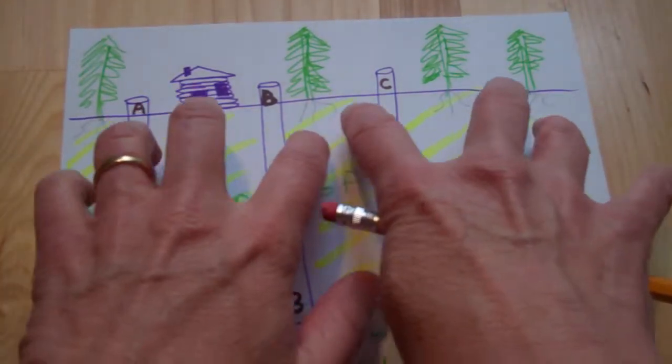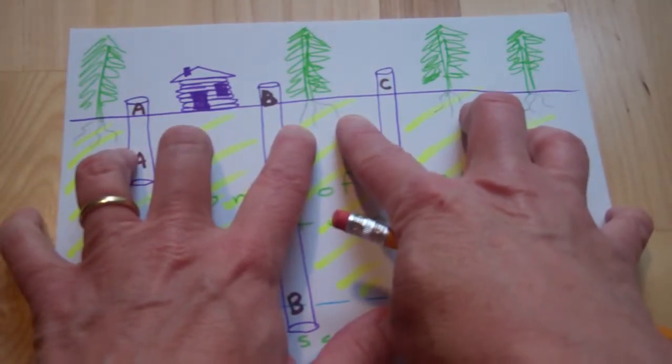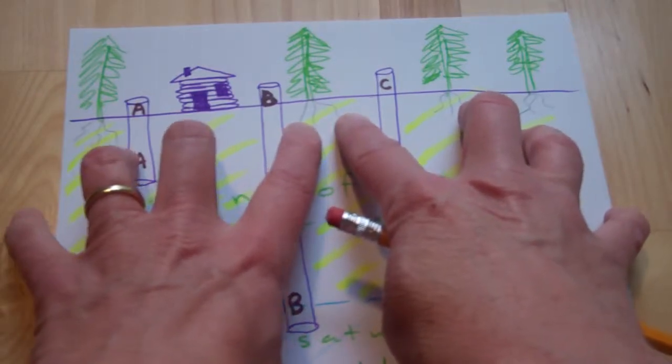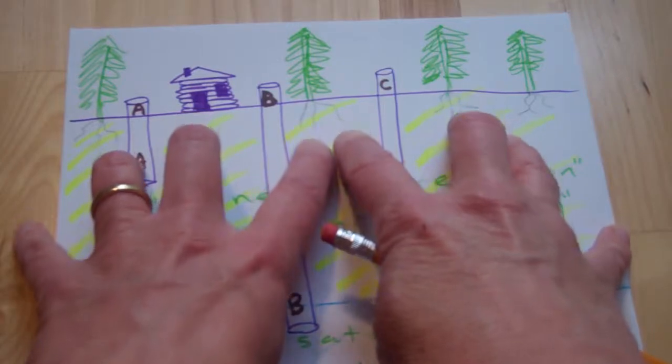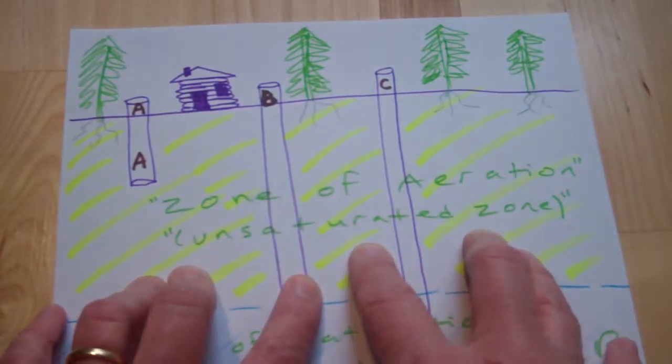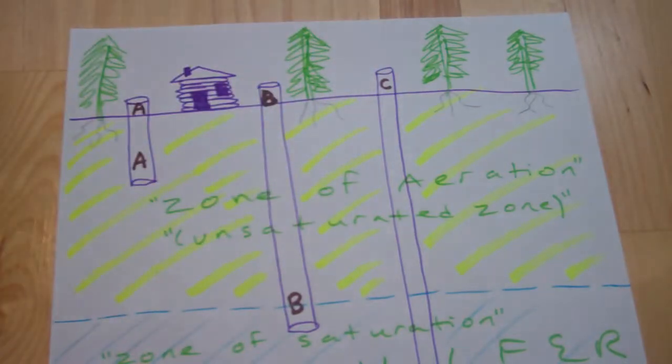All right, this soil is not 100% dry, as you know. When you dig into the earth, it's not completely dry. So they call it the zone of aeration because the particles are for the most part filled with air, but there is some moisture within. All right, I've got 3 wells that are dug here, A, B, and C.